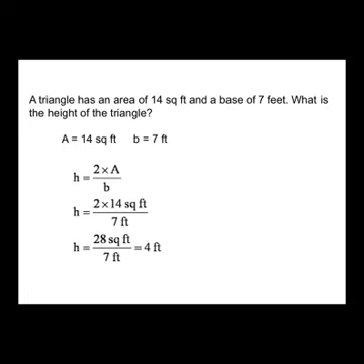We have a triangle with an area of 14 square feet and a base of 7 feet. What's the height of the triangle? We can back into this. A is 14 square feet, B is 7. So we take 2 times 14 divided by 7, or 28 divided by 7, which is 4. A little bit of algebra, which we're going to talk about next, and you can back your way in and out of any formula.